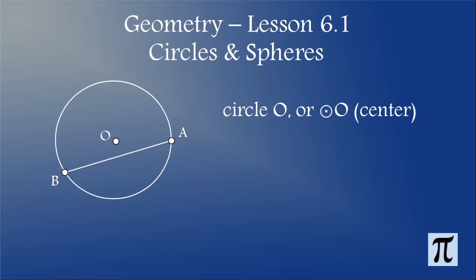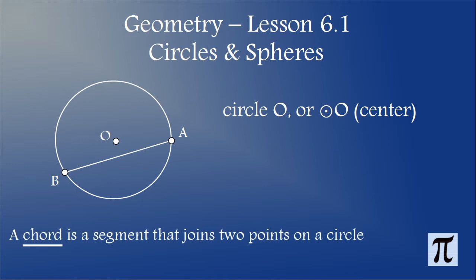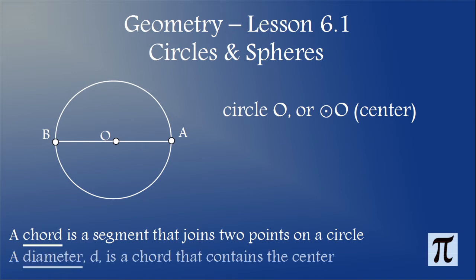Here we've connected 2 points on the circle, A and B. We've created a chord. A chord is a segment that joins 2 points on a circle. Now let's move up point B. A diameter, usually d, is a chord that contains the center. It's the largest chord you can draw in a circle. So if we look at the segment lengths of OB and OA, this would be 2 times the radius, or the length of the diameter.